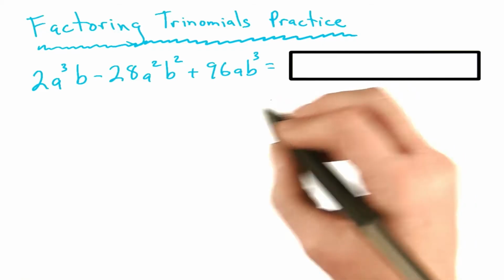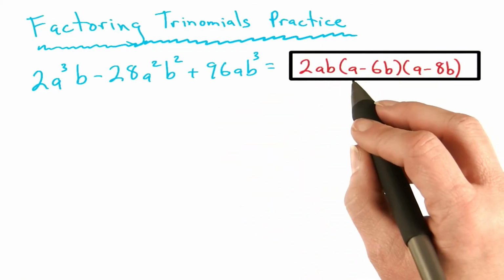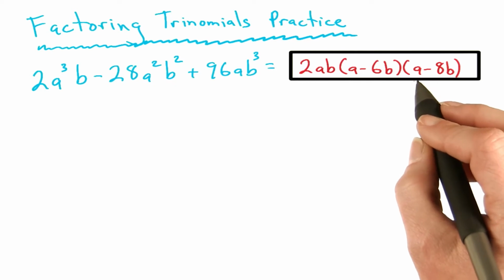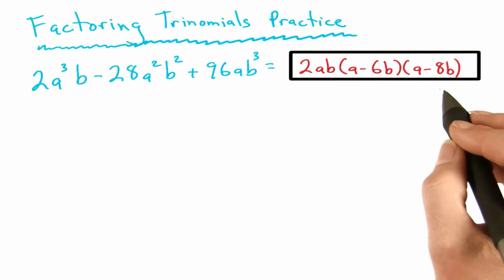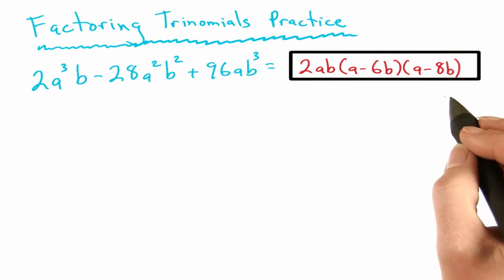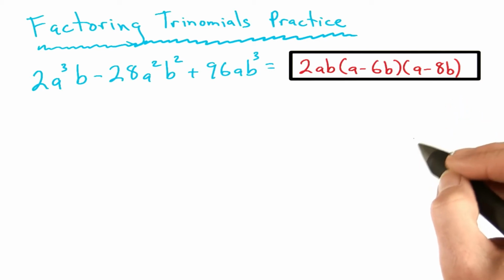That was not an easy problem. Correct answer is 2ab times (a minus 6b) times (a minus 8b). If you got it right, well done. If you didn't get it right, don't worry. We're going to go through it right now.